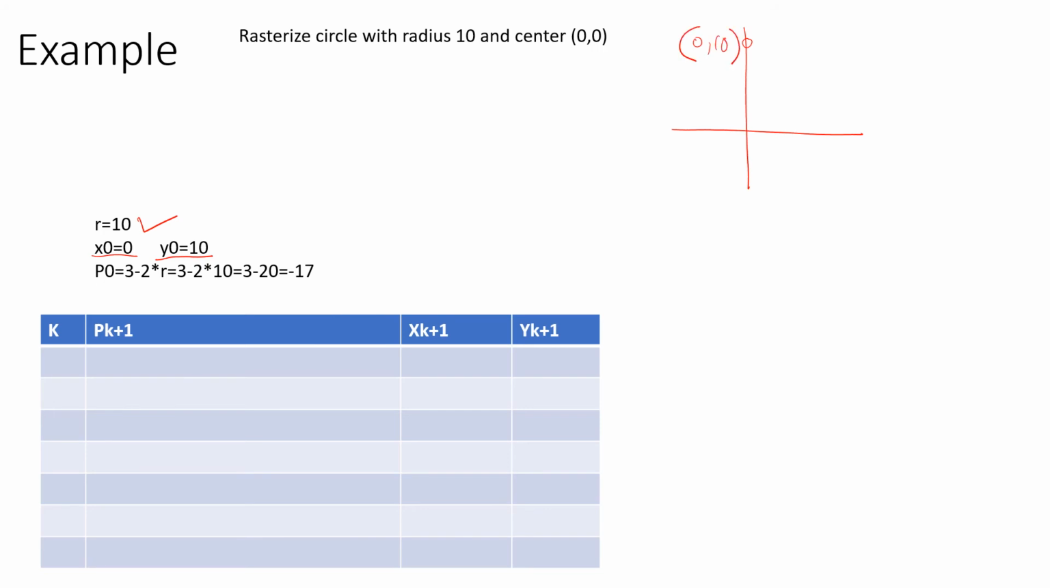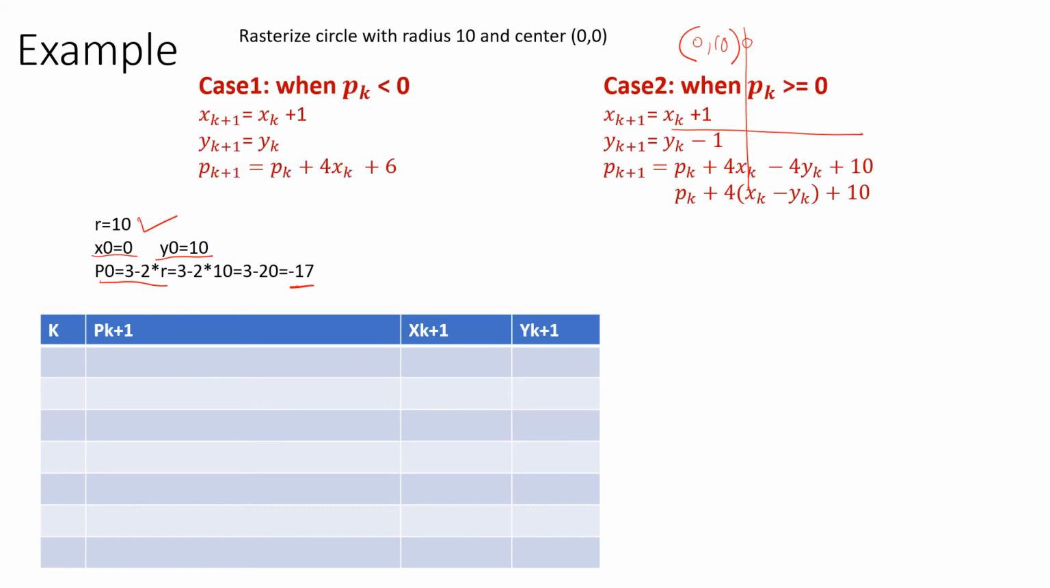What are the next pixel positions? For that we need the first decision parameter, which is 3 minus 2r. It turns out to be minus 17. So the first decision parameter is minus 17. We are going to use these two cases for reference, and we'll calculate the further decision parameters and identify the points.